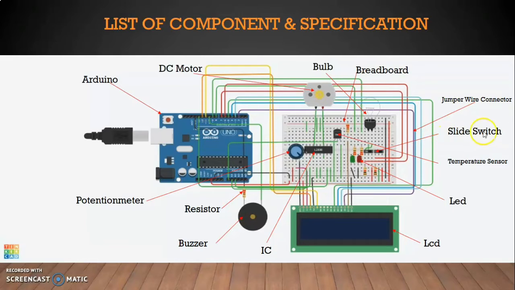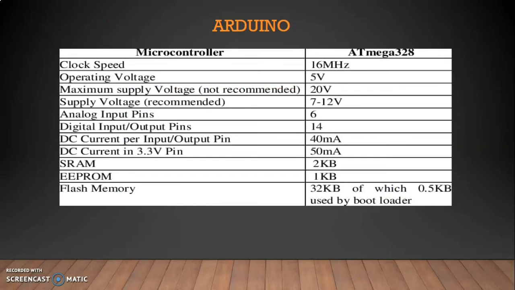connectors, two slide switches, one temperature sensor, green and red LEDs, one 16 by 2 LCD, one H-bridge motor driver, an IC that is capable of running 2 DC motors, one piezo buzzer, six 220 ohm resistors, and finally one potentiometer. I have also made a list of full detailed specifications for each component in this slide.